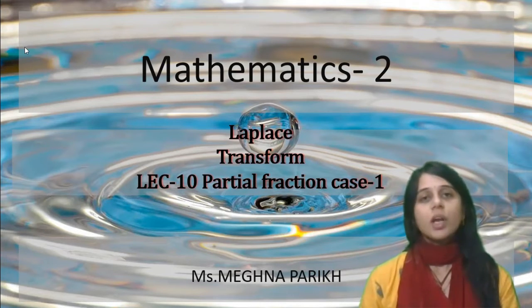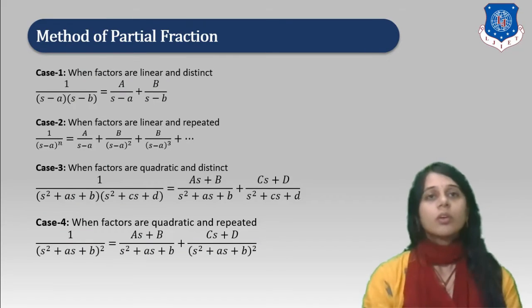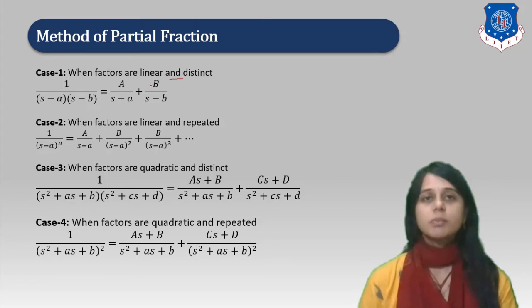When we have a root type of formula or partial fraction formation of the equations, we apply partial fraction, find the values of A, B, C, and apply inverse Laplace transform to each individual term. So we start. First of all, the method of partial fraction. When factors are linear and distinct, we say 1 upon (s minus a)(s minus b), then we take A upon s minus a plus B upon s minus b. This is our case 1.